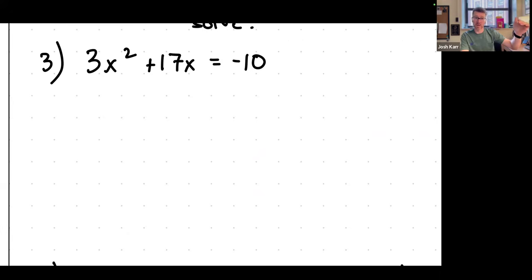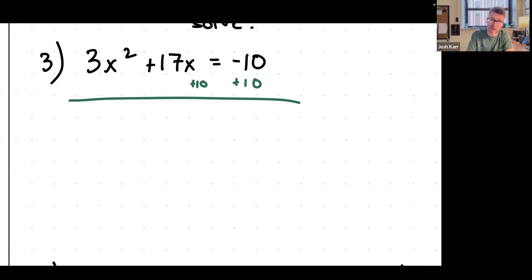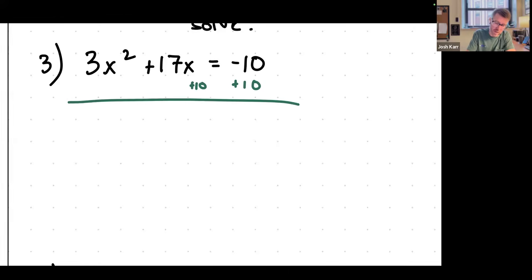Do we need to set this thing equal to 0? Yes, it's currently set equal to -10. So we need to move that -10 to the other side. That's our constant term. So we're going to add 10 to both sides. We end up with 3x squared plus 17x plus 10 equals 0. Okay, so step one, we have it set equal to 0. Next, we need to factor.